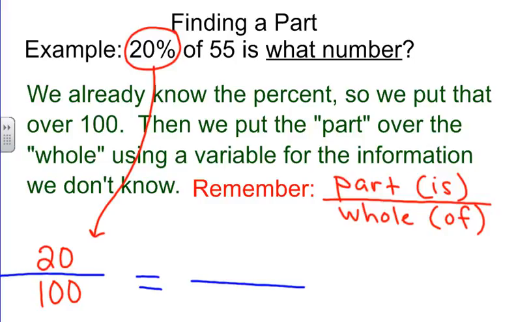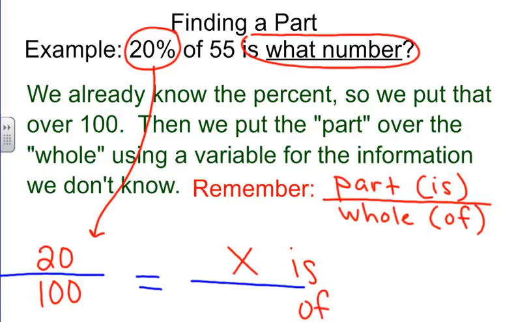Well, if we can remember is over of, is what number? That's what we're looking for. So we're going to put our X on top because that's is over of. Of 55 goes into our denominator. And if you just think about the problem, it says 20% of 55, of the total. 20% of the total is what number?